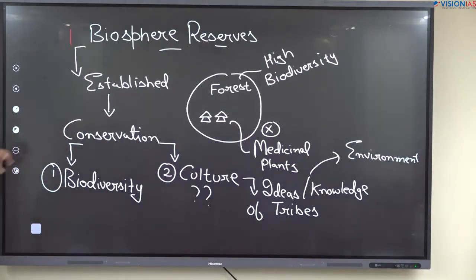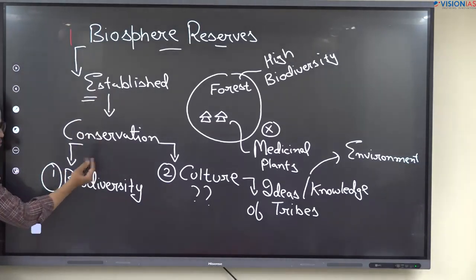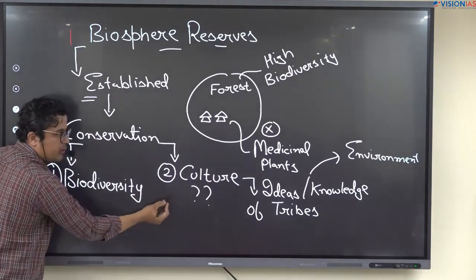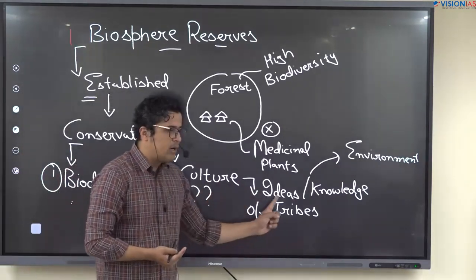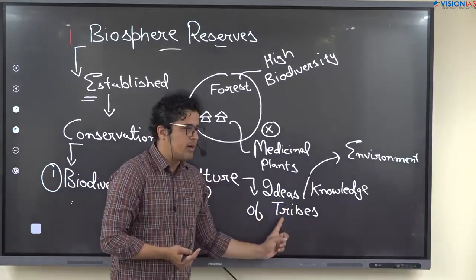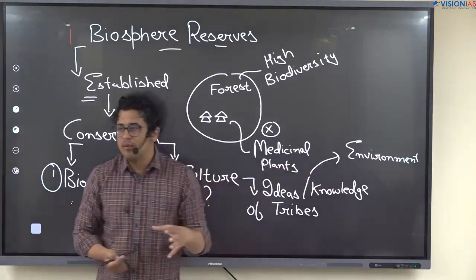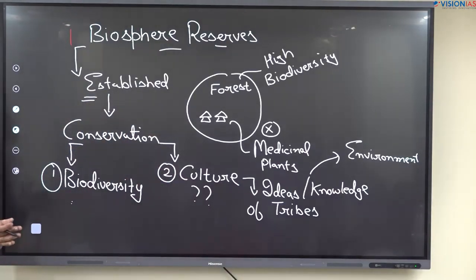Okay? Once again, understanding biosphere reserves. Why did we establish them in India? We established them in India for the conservation of two things: conservation of nature and conservation of culture. But what type of culture? Culture related to ideas and knowledge of tribes. And those ideas should be related to the environment, like knowledge of medicinal plants, conservation of forest, conservation of species.